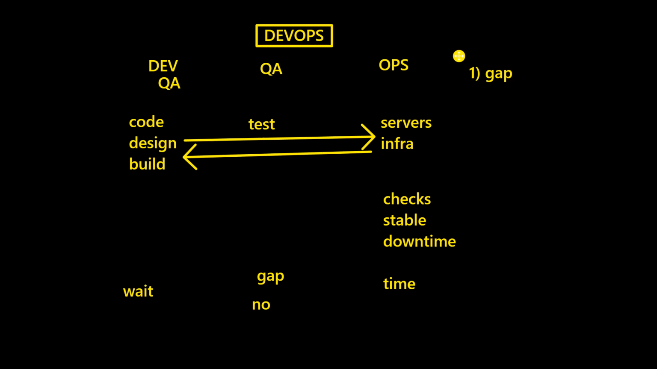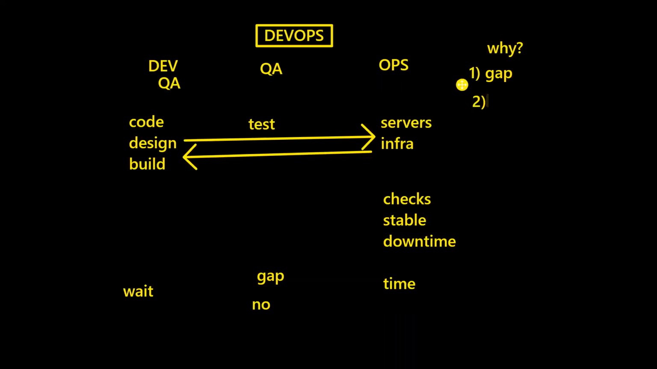Correct. So there is a gap between the teams which should be eliminated, right? So the first challenge is to eliminate the gap. That's why DevOps came in, to overcome this gap. How exactly, we'll see. First, let's talk about the problems or challenges that led to DevOps. First, to overcome the gap between the teams. So let's talk about other reasons also.